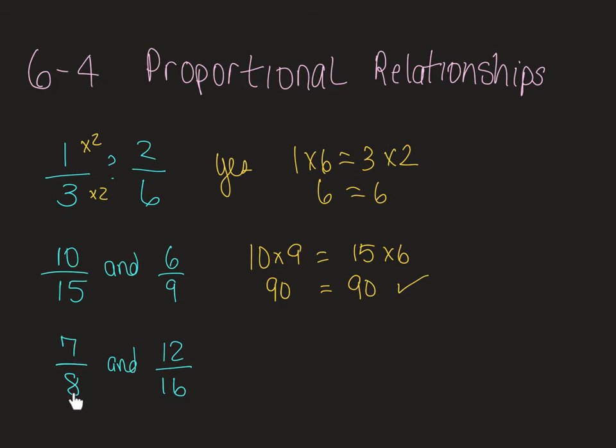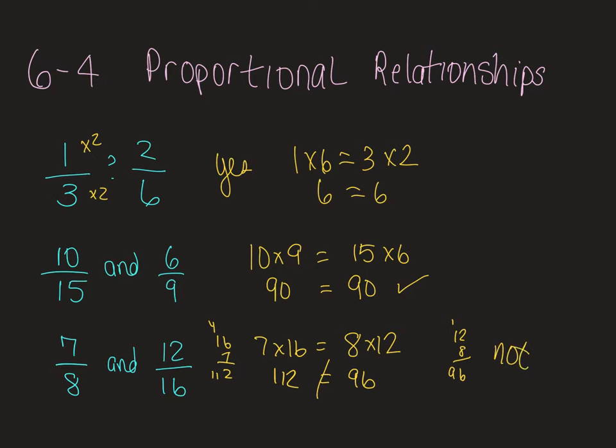Let's try this. 7/8 and 12/16. Are they proportional? Well, I'm going to try this cross product trick. 7 times 16, 8 times 12. 7 times 16 is 112. 8 times 12 is 96. They are not the same number, so they are not proportional. You could have also said times 2, times 2. This should be 14 and it's not, so that's another reason it is not proportional.